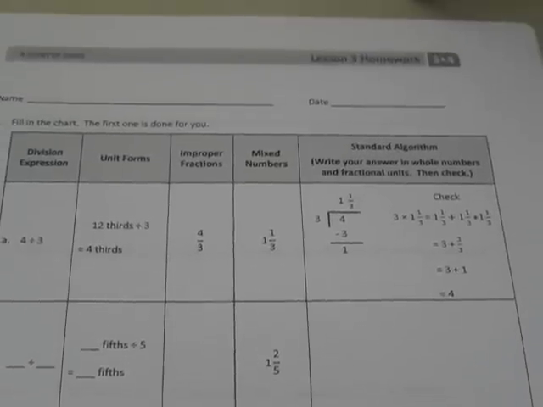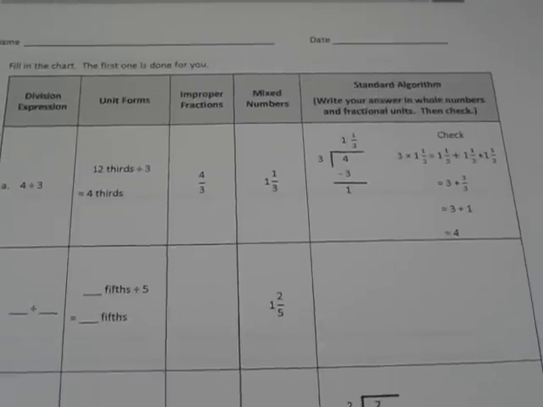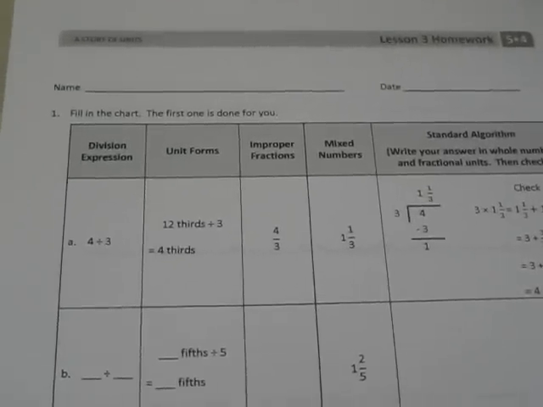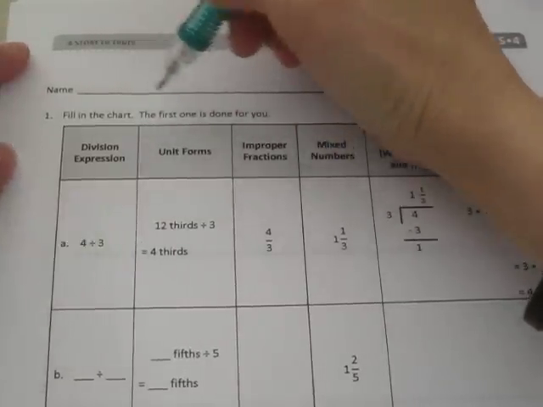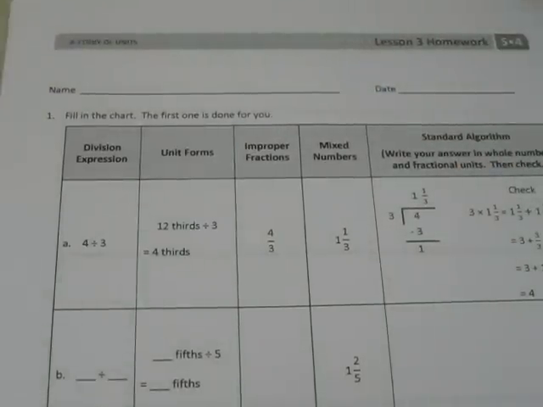Hi boys and girls, this is Module 4, Lesson 3 homework. And the directions say, fill in the chart. The first one is done for you. So we have a chart here that we need to complete.